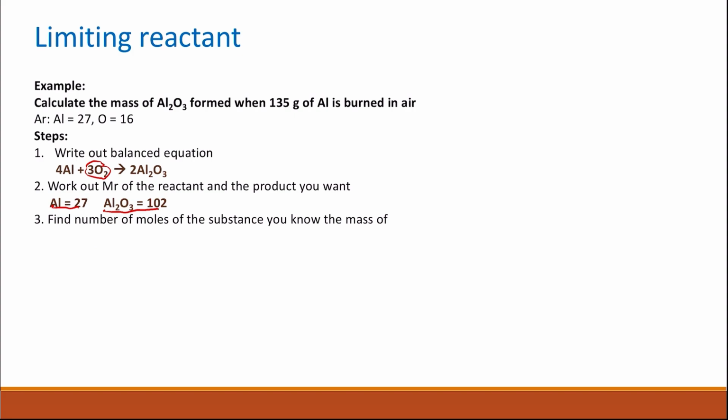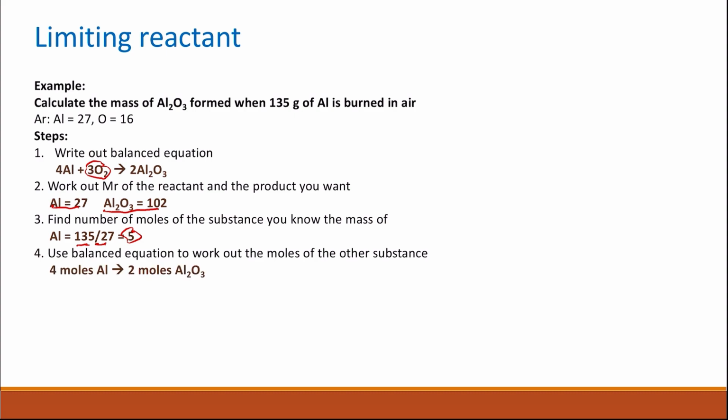Now we need to find the number of moles of the substance you know the mass of. We know the mass of the aluminium. So the number of moles will equal the mass over the molecular mass or atomic mass. So there are 5 moles of aluminium reacted in this reaction. Now we will use our balanced equation to find how many moles of the product have been produced based on our limiting reactant. In the balanced equation, 4 moles of aluminium gives you 2 moles of aluminium oxide. That means 5 moles of aluminium will give you 2.5 moles of aluminium oxide.